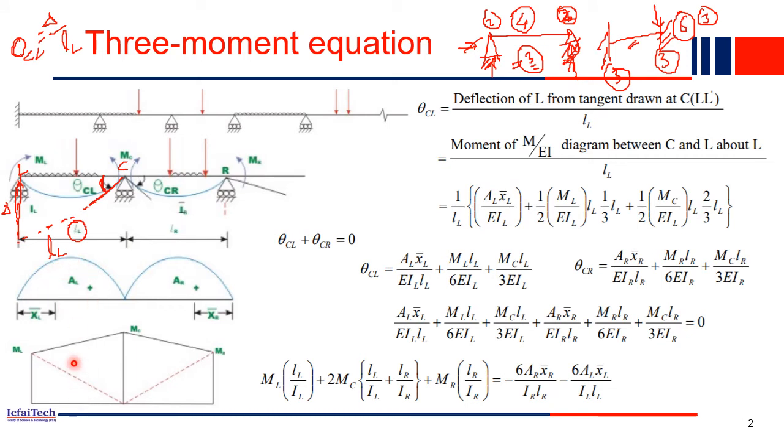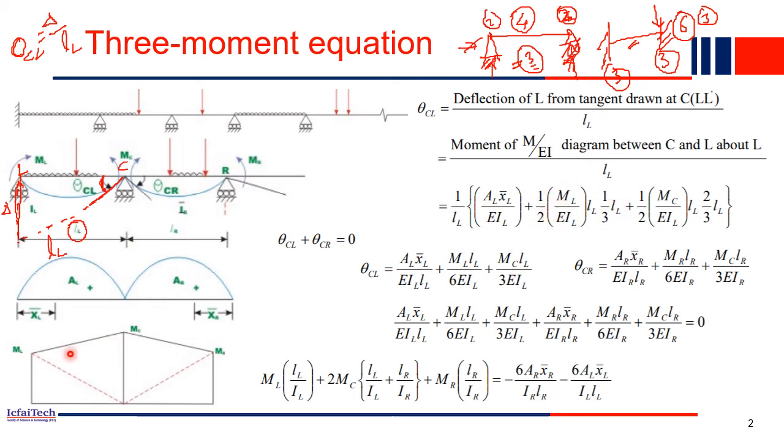Next, the M by EI diagram will also generate moment because of the support moments. So this is the M by EI diagram for the support moment, where you have ML, MC, the moment at C, and MR. From here we are finding this entire area on the left hand side, that is this triangle plus this triangle. The area of this triangle is half into base, the base being LL, into height ML by EI. This is multiplied by the CG distance, which is 1/3 of LL.